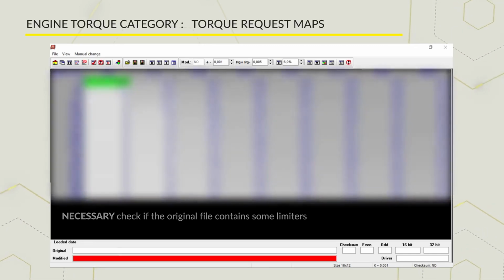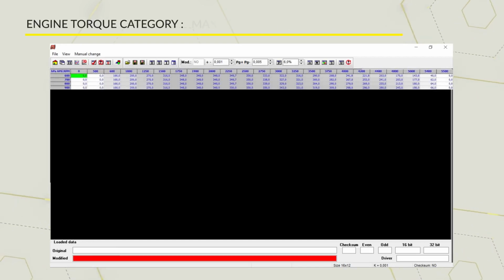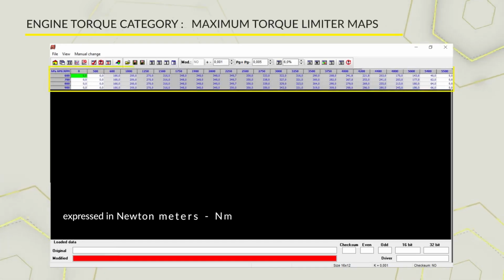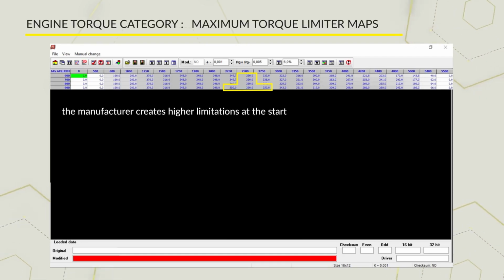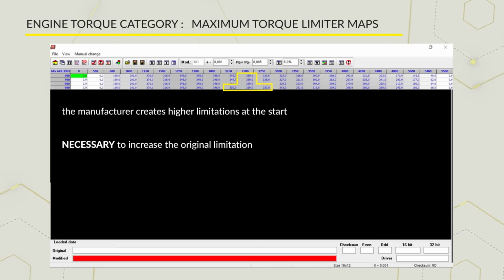To do this, we must go and see the maximum torque limiter maps. This map is also expressed in Newton meters as a function of the atmospheric pressure and engine speed. In this map, used as an example, we immediately see that the highest values reach 350 Newton meters, therefore higher than those declared in the torque request. From this, we understand that the manufacturer often creates higher limitations at the start compared to the values that the vehicle can originally reach. In case our modification expects to exceed the values imposed by a specific limiter, it is necessary to increase the original limitation.